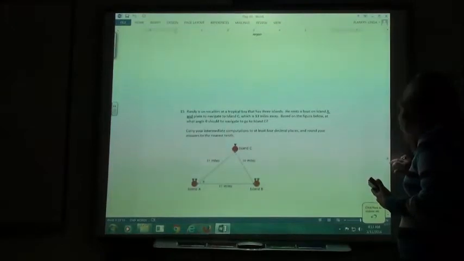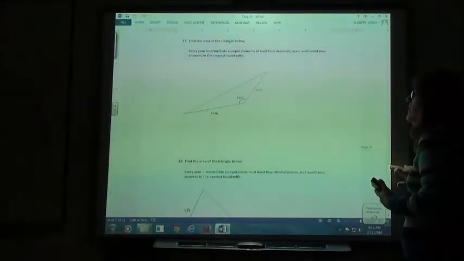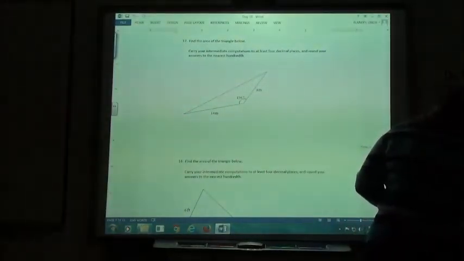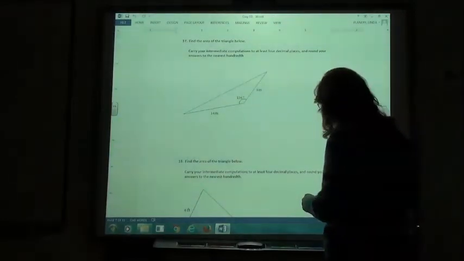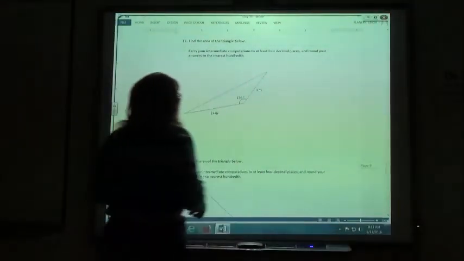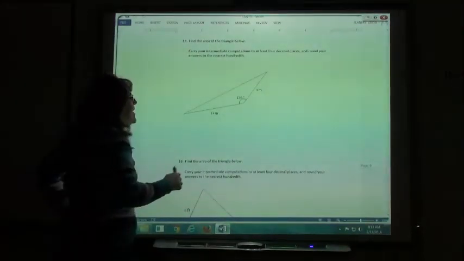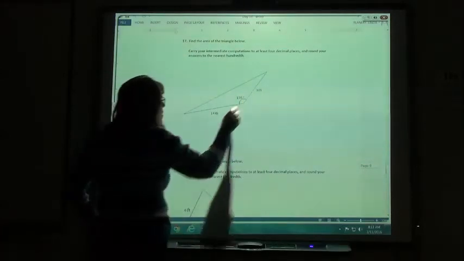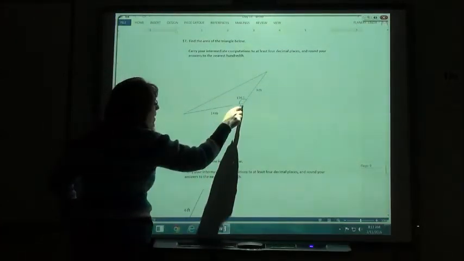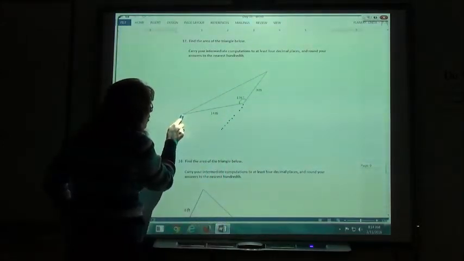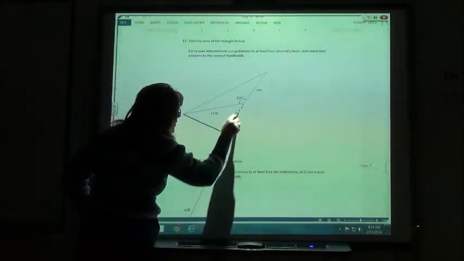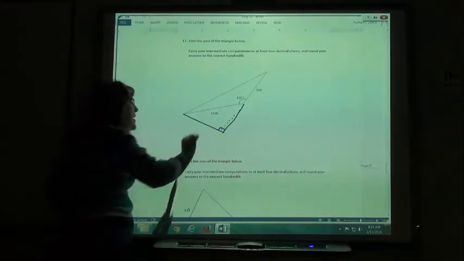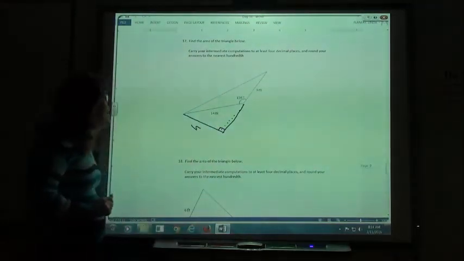17. If we look at 17, it says find the area of the triangle. So on this one, if I want to draw my height in here, I'm not going to be able to draw it to make a right angle here. If I was going to draw it to make my right angle with my base, I would have to draw it over here. If I drew straight, there we go. That looks closer to a right angle. So when I'm looking at this, the height of my triangle is this side here.